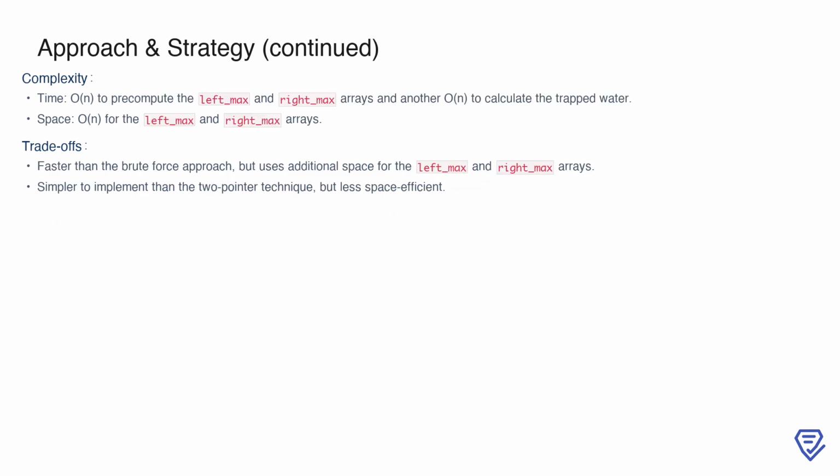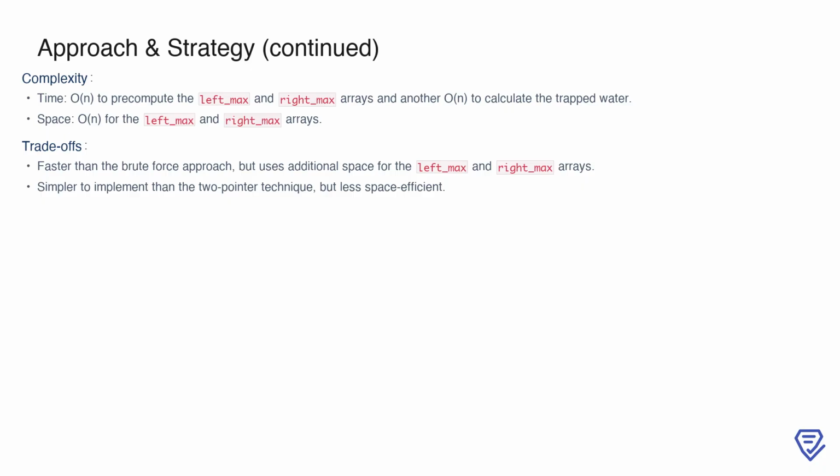In terms of complexity, the dynamic programming approach achieves a time complexity of O(n), as it involves a single traversal to pre-compute the left_max and right_max arrays, followed by another traversal to calculate the trapped water. However, it uses O(n) space due to the additional arrays.